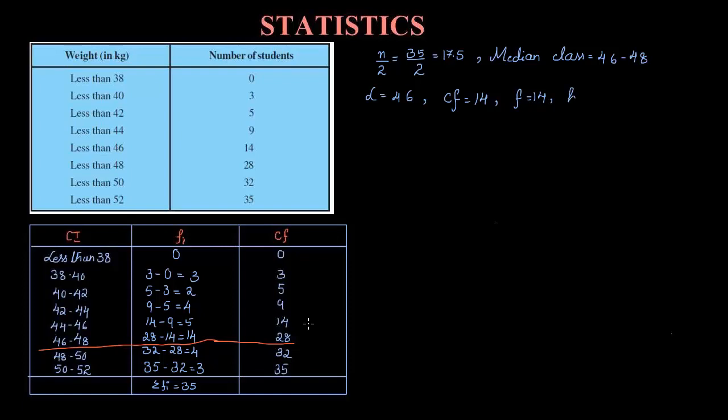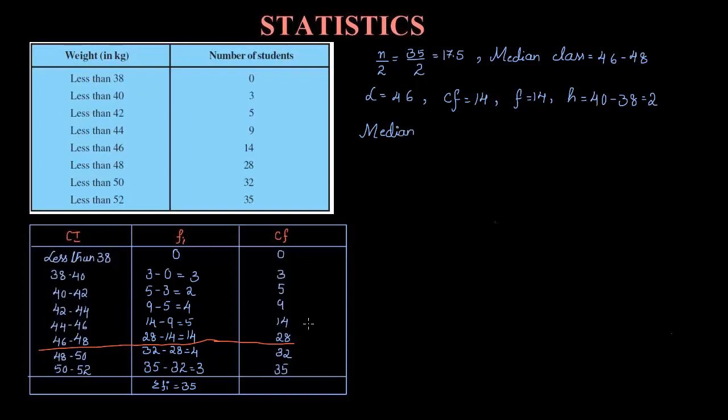Then you have H. What is H? H is the class size, right? So how do we find that? Upper limit minus the lower limit. So you can take any of the class interval and you can find that. So let me just take the second one, that is 40. Upper limit is 40 there and lower limit is 38. So if you subtract, how much do you get? It is 2, right?